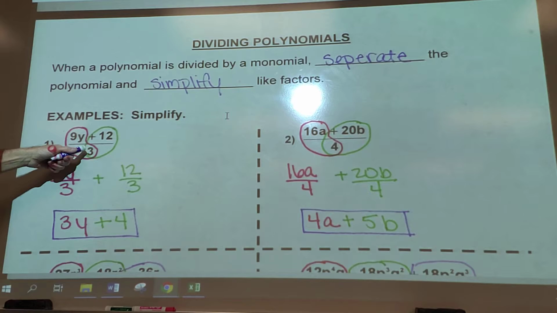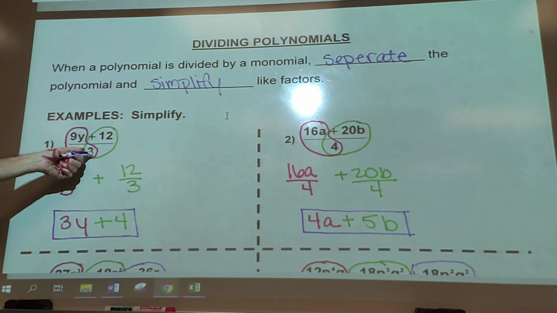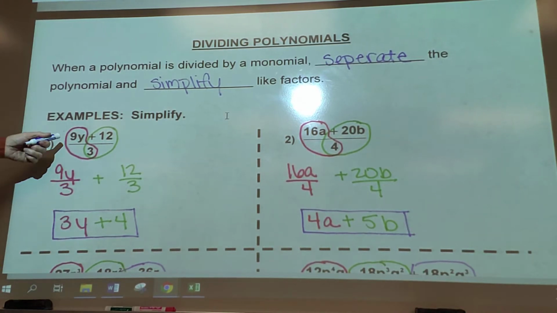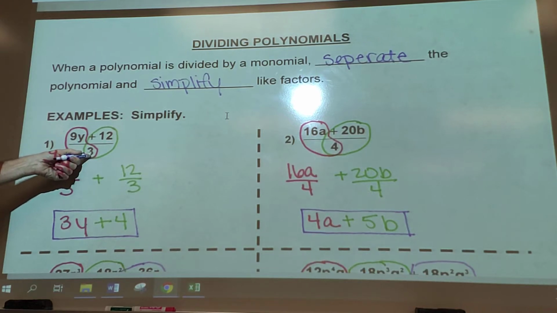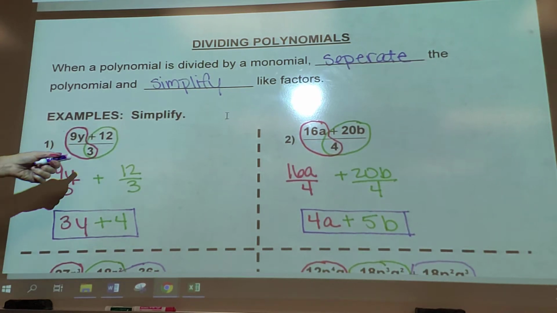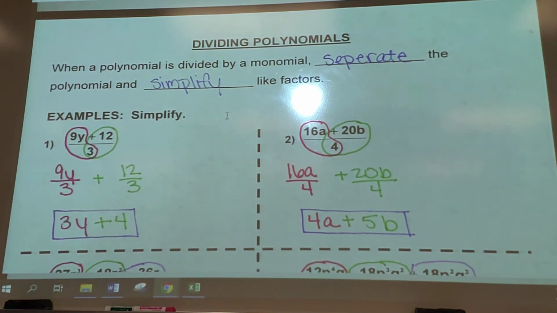We're separating this 3 into the first part of my, in this case, binomial, 2 terms. So 3 goes into 9, right? 3 goes into 9 3 times, and then we still have a y left over. So 9y divided by 3 would be 3y. Now I do the second part. Again, we separated, so this 3 also has to go into 12. Positive 12 divided by 3 would give me 4.